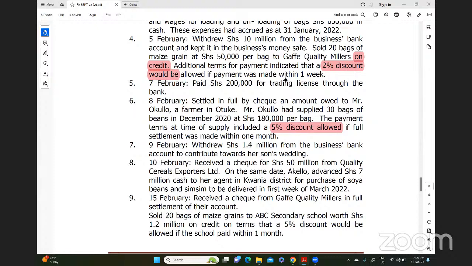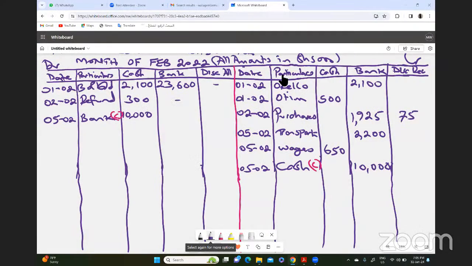Yes? I still haven't gotten the reason why we did not put the 75,000 this time. Which one? The other one, because I didn't know this. Why we haven't put it on? Why did you put it on the debit side? Because it is discount received. Remember, you're not receiving that money. Are you?